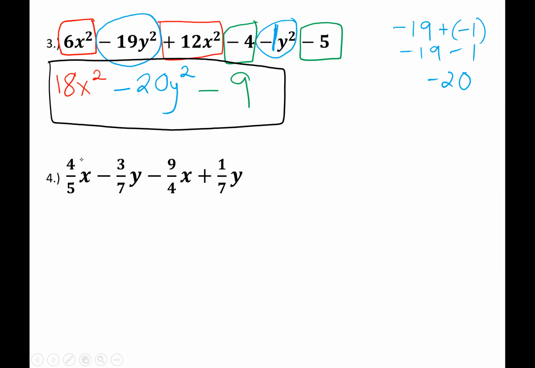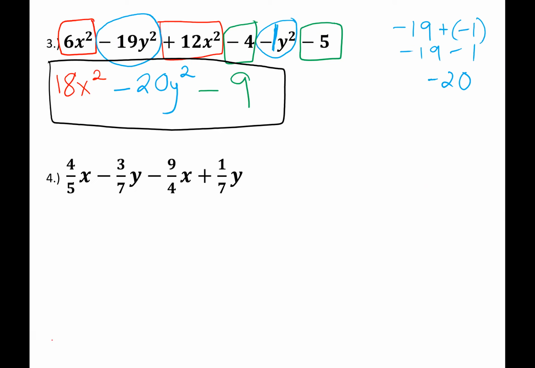All right, next problem, number 4. 4/5 x minus 3/7 y minus 9/4 x plus 1/7 y. So that's 4 different terms with 4 different fractions. However, we will not be adding all of the fractions together. We'll just be adding the ones that are like terms. So I'm paying attention to the variables.